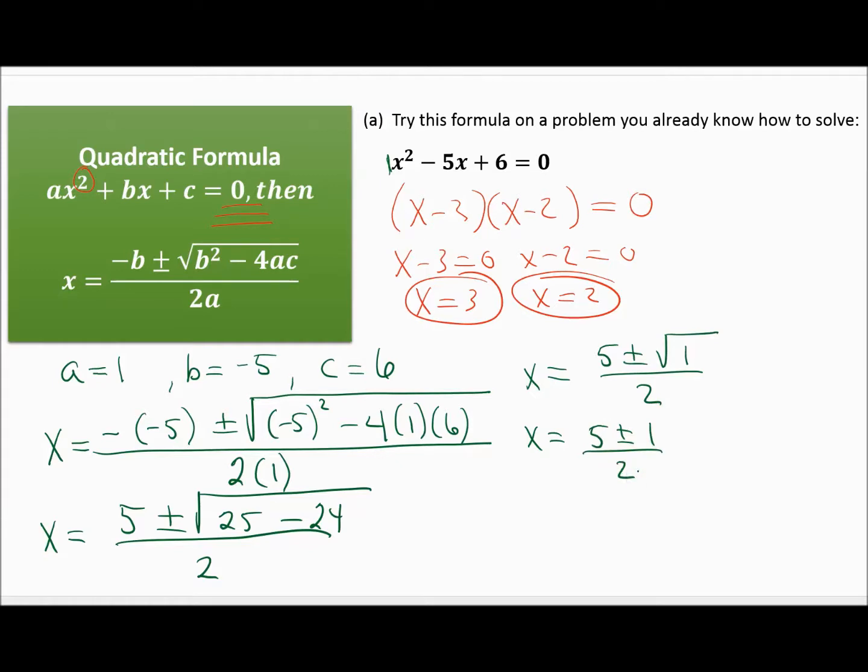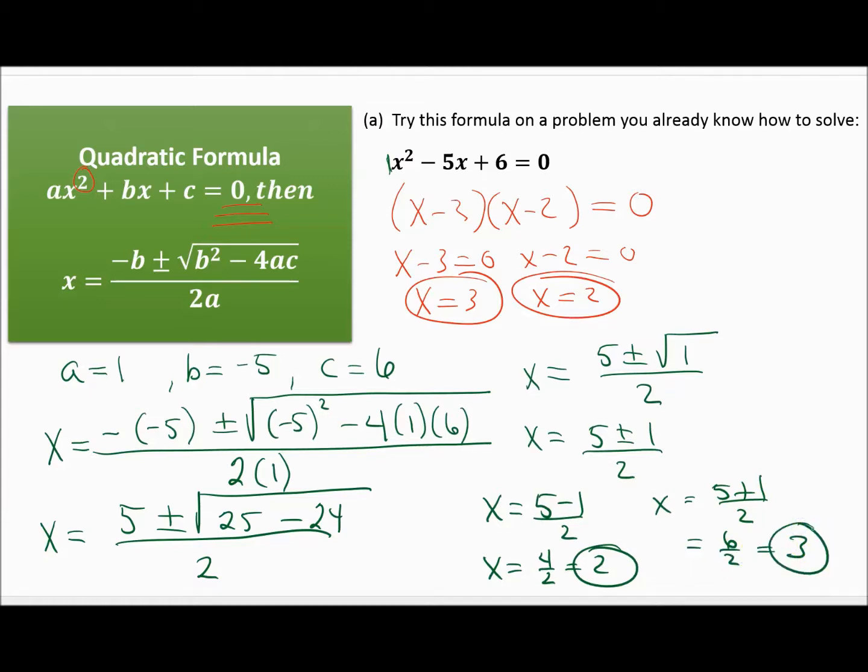But now it's time. We must split this up. So I have two answers. One of them is 5 minus 1 over 2. The other one is 5 plus 1 over 2. Do not leave it there, because 5 minus 1 is 4 over 2, which we know is 2. That's one of our results. Right here, we have 5 plus 1 is 6 over 2, which of course is 3. Now look, we got the same answer.